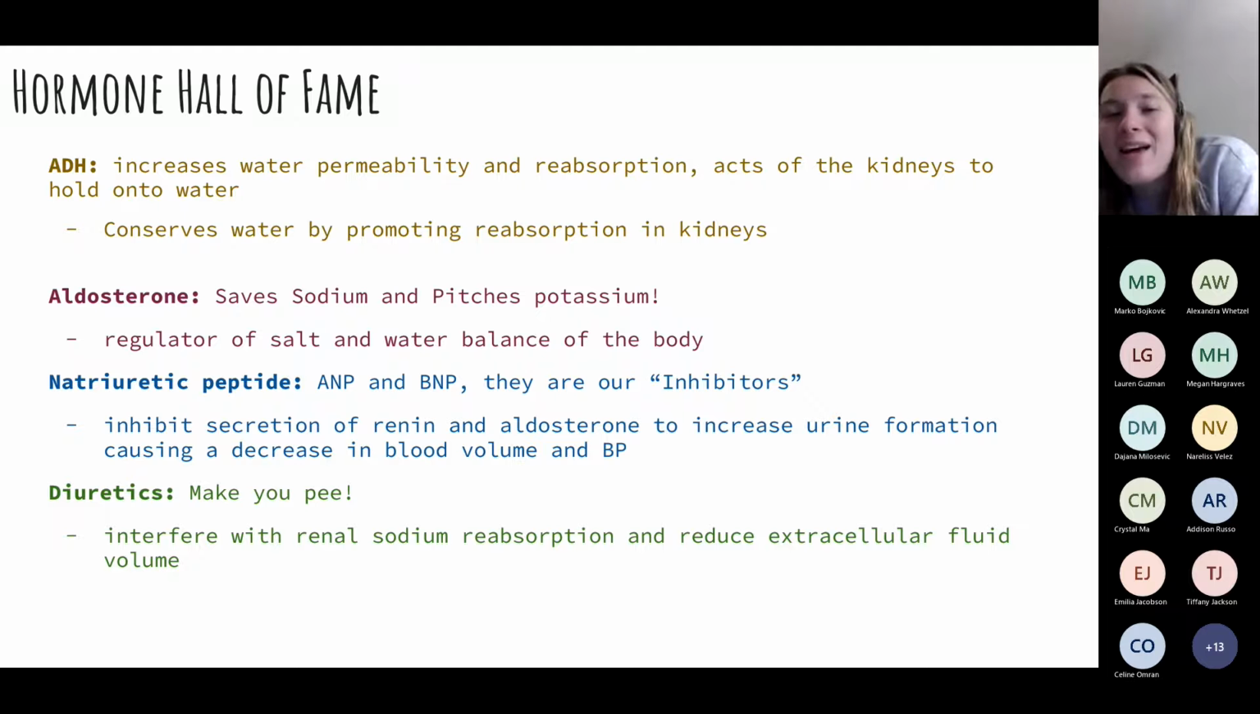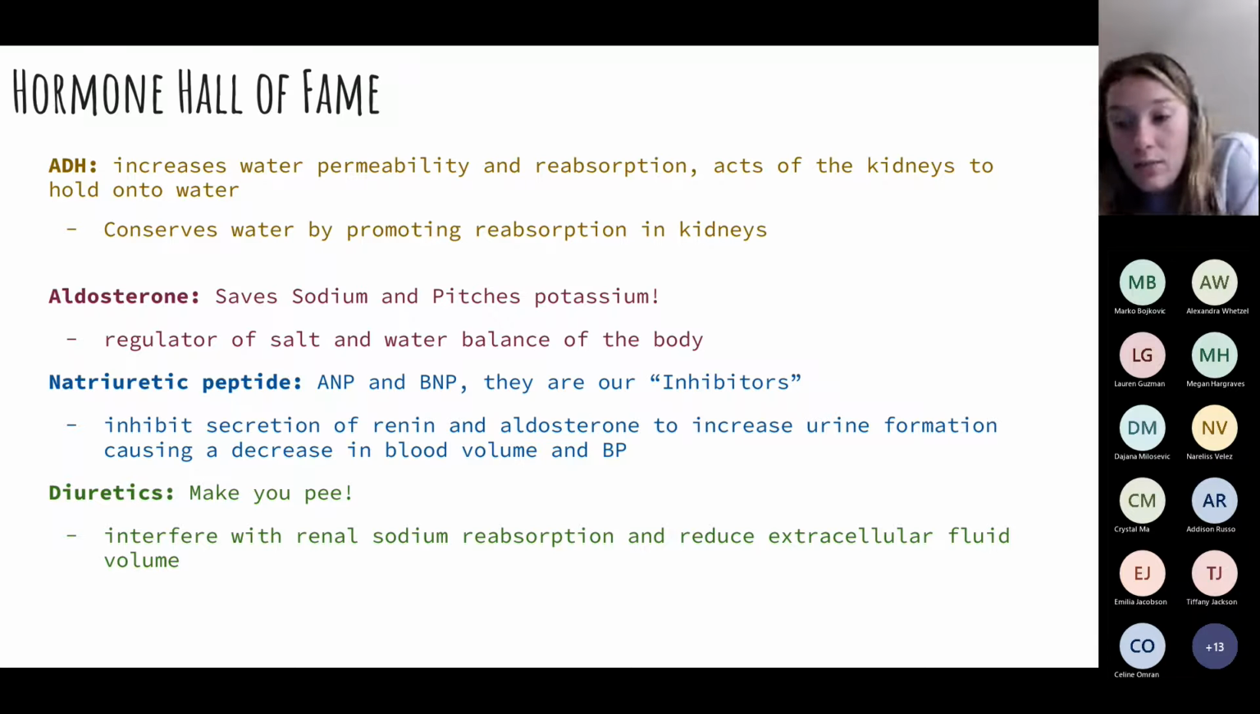Aldosterone, this is our hormone that saves sodium and pitches potassium. It helps regulate that salt and water balance. Natriuretic peptide, that's our ANP and our BNP. Think your inhibitors. They inhibit renin and aldosterone.